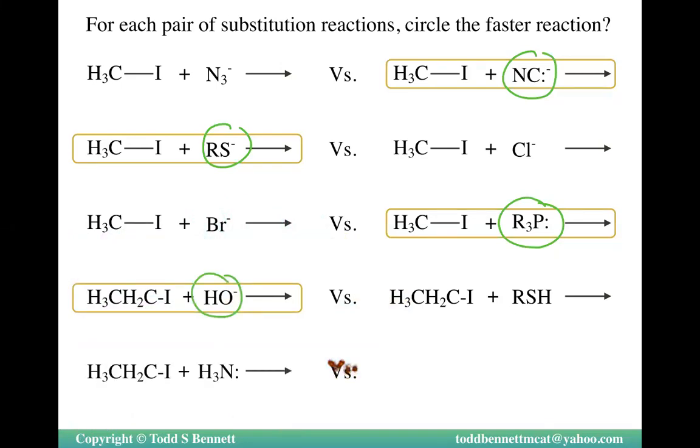And then finally, ammonia, which if it's an amine with R's, it's better. But if it's ammonia, just all H's, because it has a tendency to pick up protons along the way, it ends up not being as good. So getting protonated hinders its ability to be a good nucleophile. So we end up with the deprotonated alkyne being the better reaction.